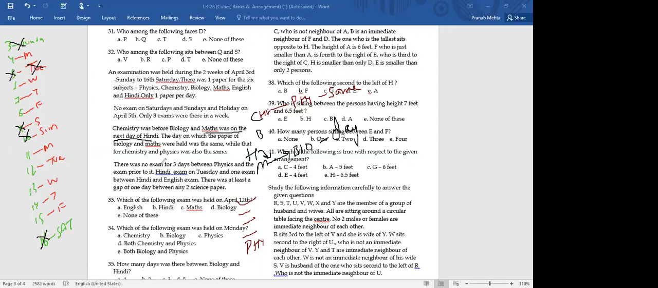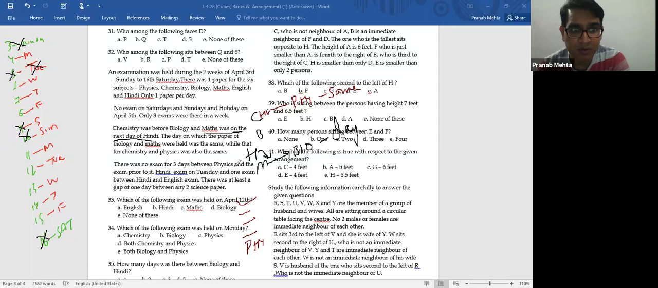Now let us proceed further. Hindi exam on Tuesday. Now, this is important. Hindi exam is on Tuesday. Since I cannot have the Hindi exam on any other day, this is now definite. Here I'm going to have the Hindi exam. All right. Tuesday Hindi exam is there.